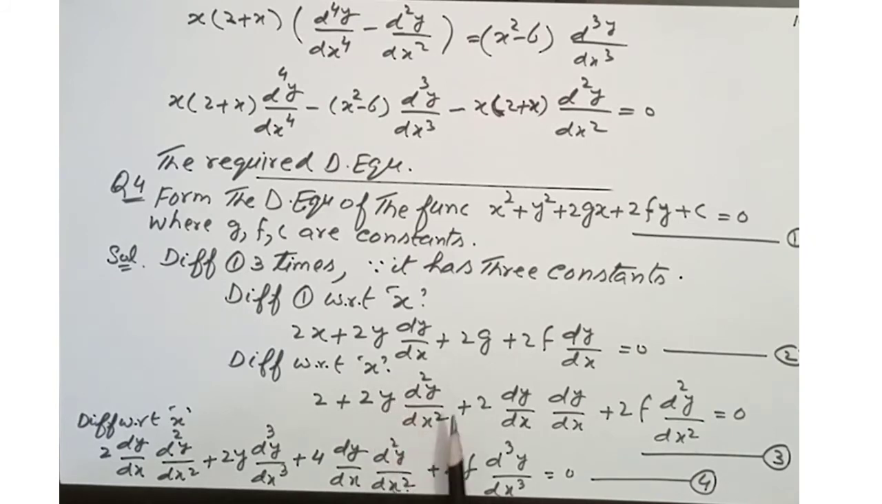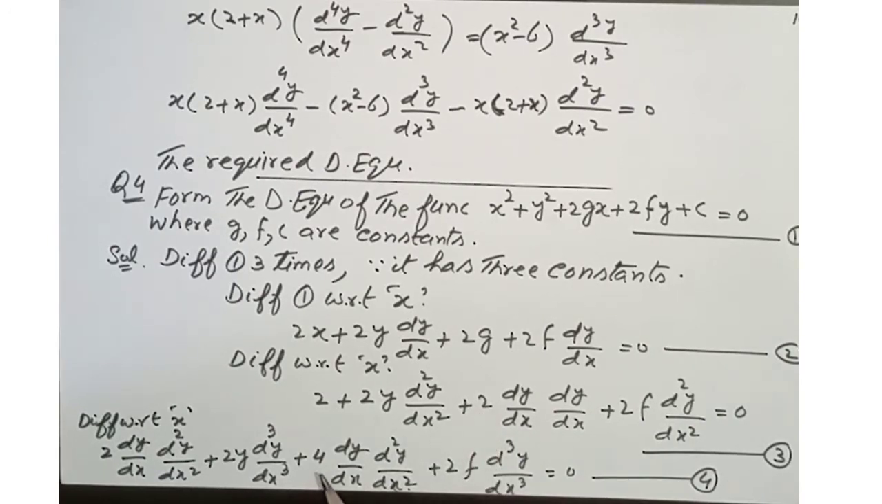2y is same, and derivative of this is d3y by dx cube, and differentiate this term with respect to x, and this becomes 4 into dy by dx d2y by dx square plus derivative of this is 2f d3y by dx cube. When we multiply these two terms, this will become dy by dx whole square, and taking 2 here, add derivative of 2 and 2 becomes 4. Derivative of dy by dx is again d2y over dx square, and this is equation number 4.